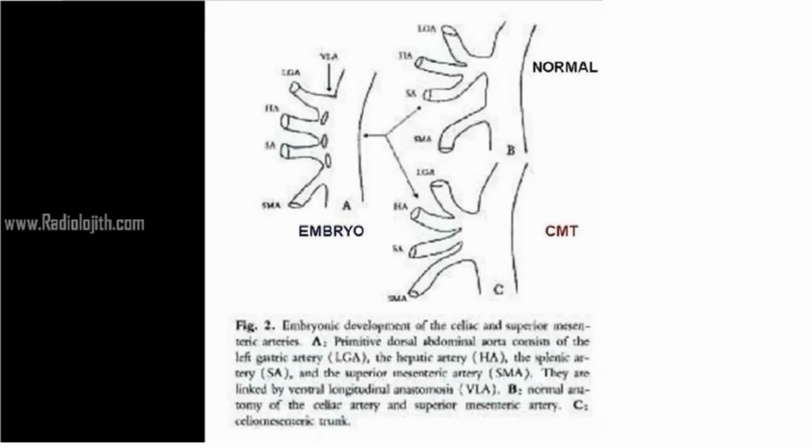Embryologically, 4 separate arterial branches arise from the primitive dorsal abdominal aorta. The 4 branches are the left gastric artery, marked as LGA, the hepatic artery, marked as HA, the splenic artery, marked as SA, and the superior mesenteric artery, marked as SMA. They are all linked by the ventral longitudinal anastomosis, marked as VLA in the given image.